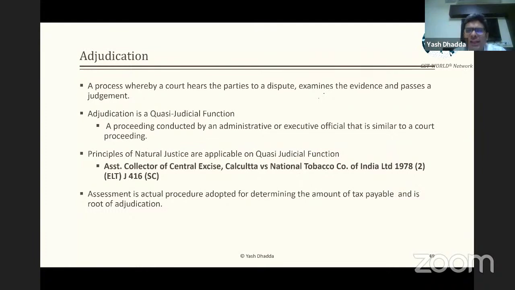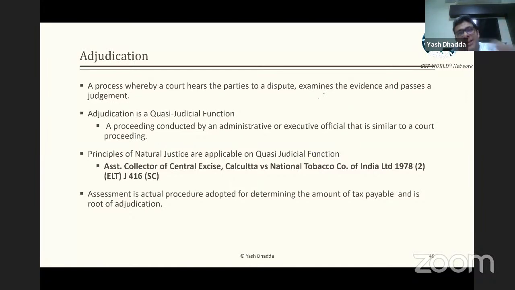What do we mean by adjudication? Basically, we say it's a quasi judicial function. What is quasi judicial function? कि एक एग्जीक्यूटिव बॉडी है या फिर एक एडमिनिस्ट्रेटिव ऑफिसर है, वो सारे वो काम कर रहे हैं जो एक कोर्ट प्रोसीडिंग के अंदर होते हैं. और कोर्ट प्रोसीडिंग में क्या होता है? तो कोर्ट प्रोसीडिंग के अंदर there is basically a person who hears the dispute, he looks at the evidences and then he passes an order.